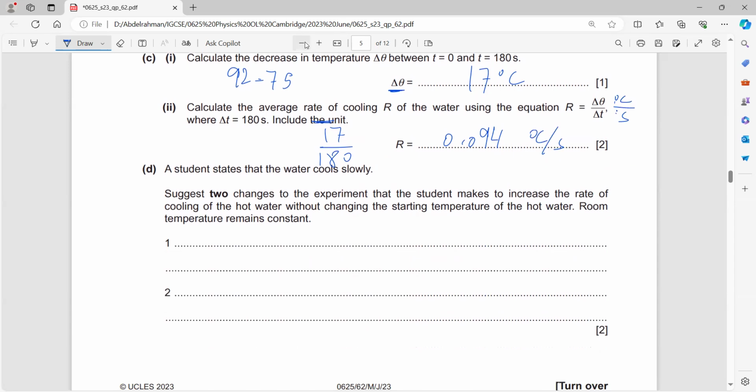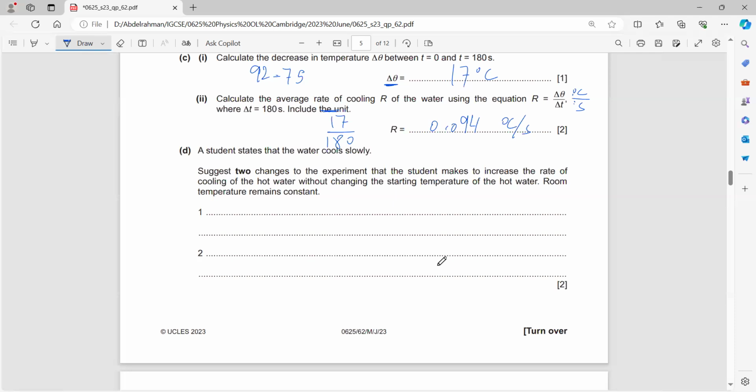The student states that the water cools too slowly. Suggest two changes to the experiment that the student makes to increase the rate of cooling. How can I increase the rate of cooling? Very easy. Yes, remove the lid. What else? I can remove the lid. What else?